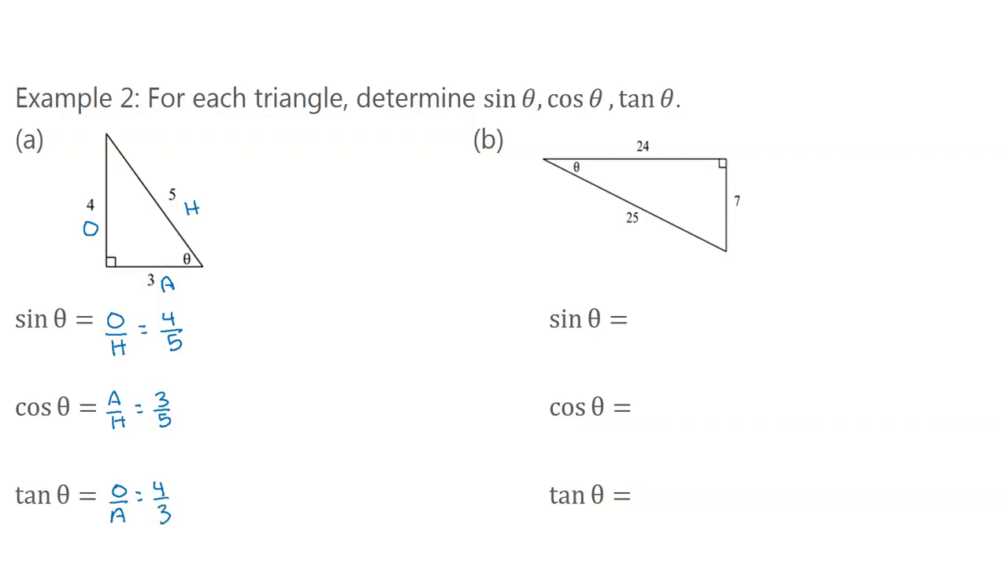Now for B, let's say 25 is H, 7 is O, and 24 is A. So sine would be 7 over 25. Cos would be 24 over 25. And tan is going to be 7 over 24.